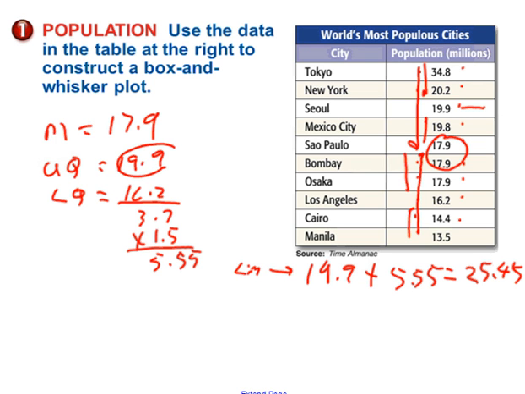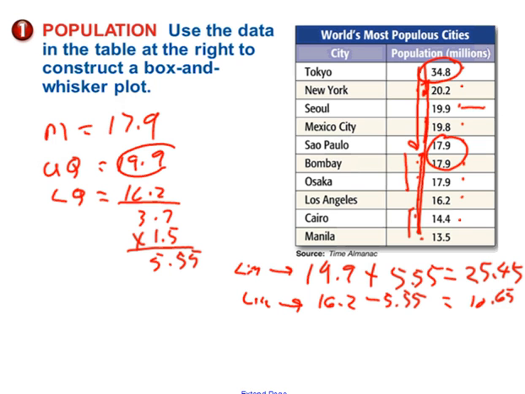My lower limit is 16.2, and I'm going to subtract the 5.55. As I subtract 5.55, I get 10.65. If I look at my chart here to see if there are any outliers, I start at the bottom. The lowest term is within my range, and as I move on up, 34.8 is an outlier, so it lies outside my range.